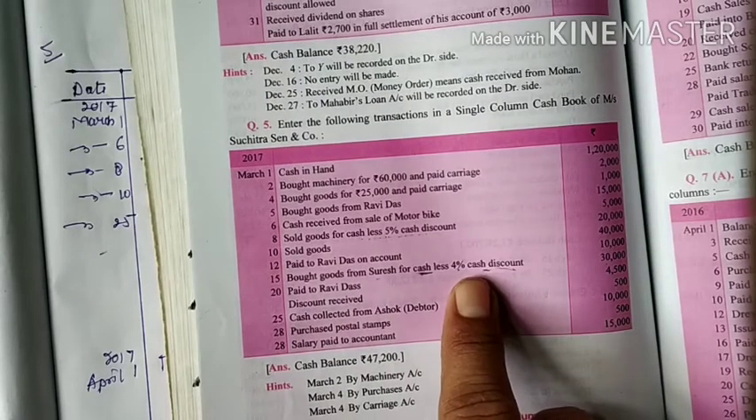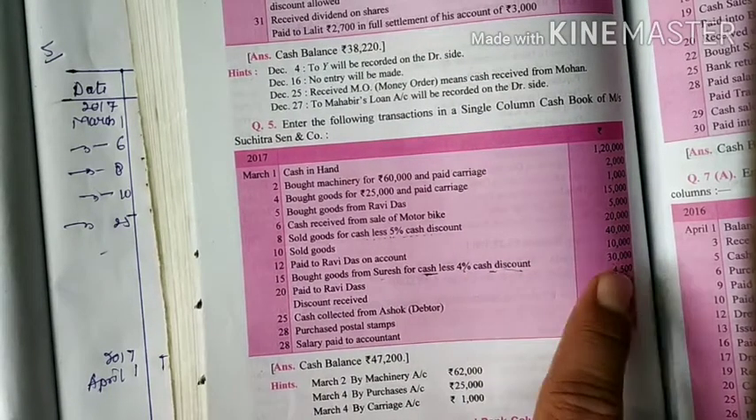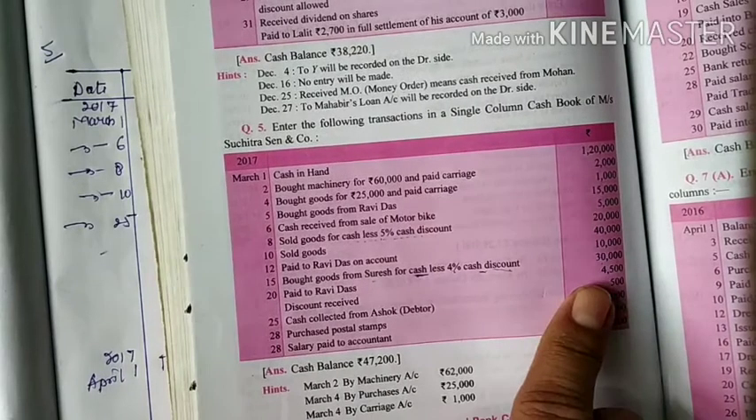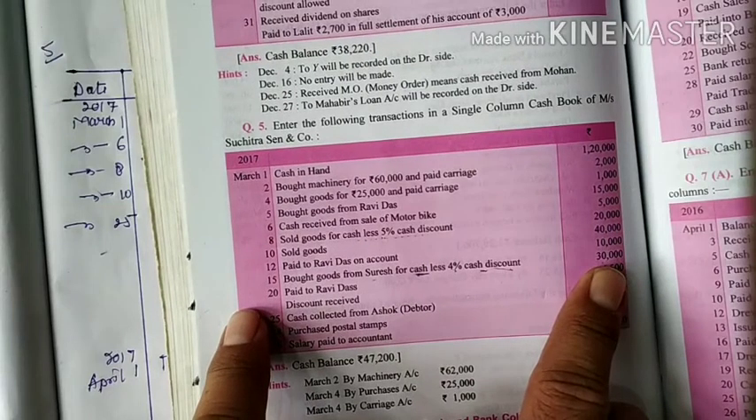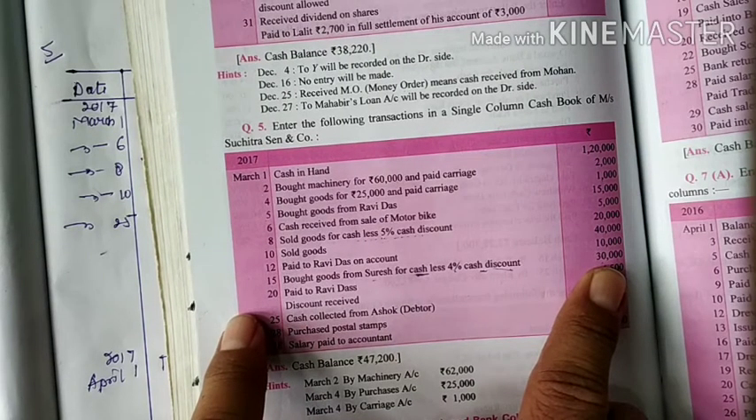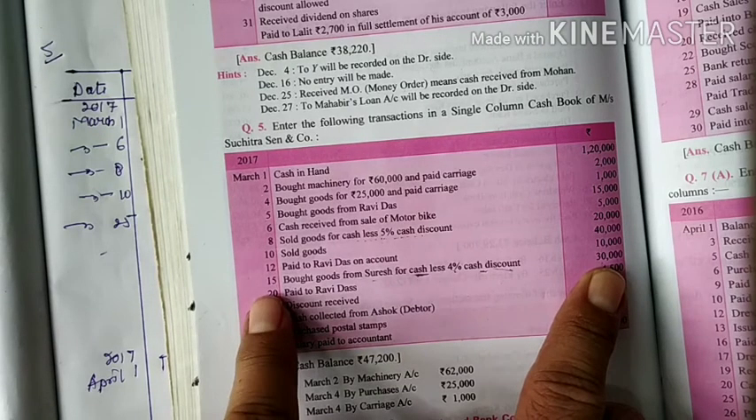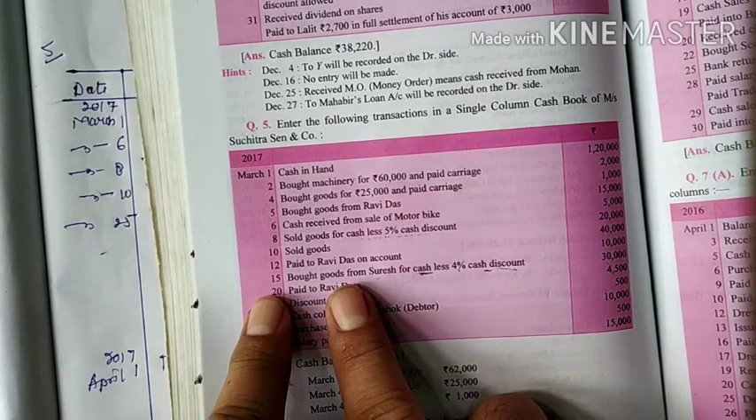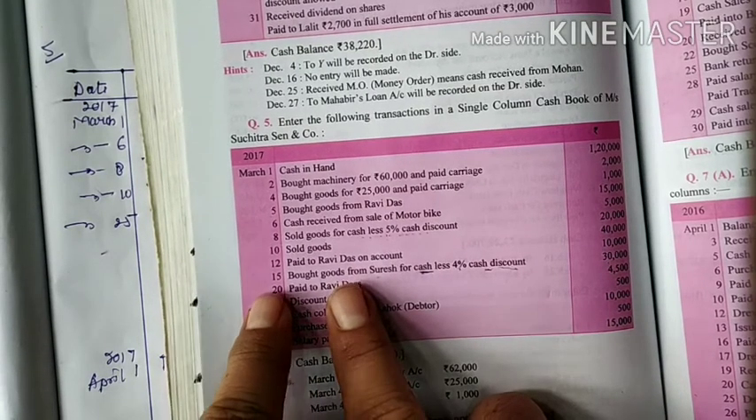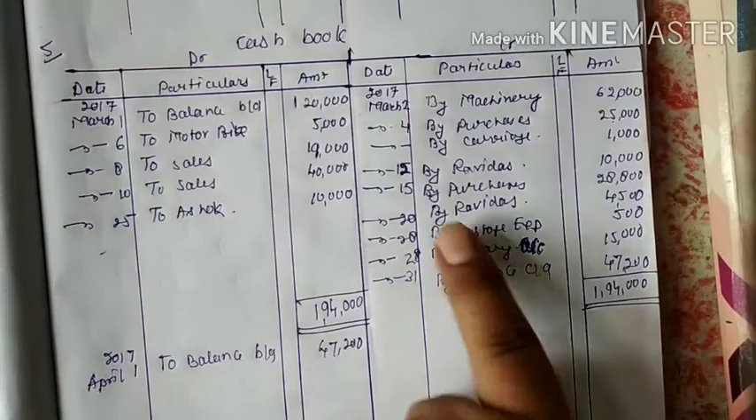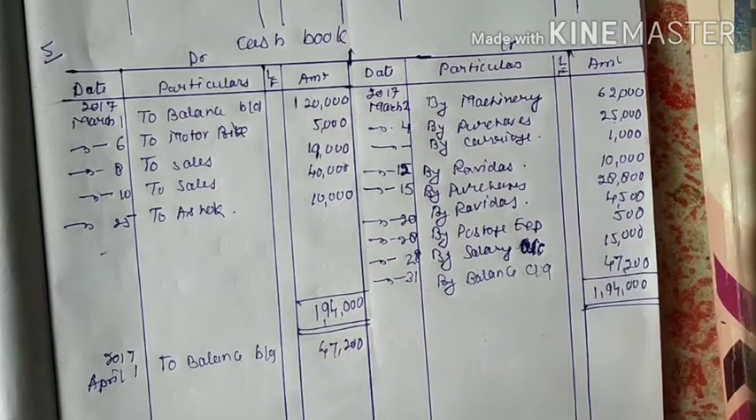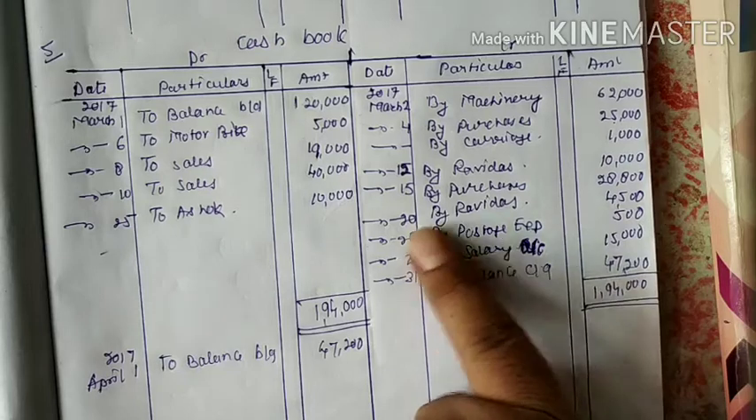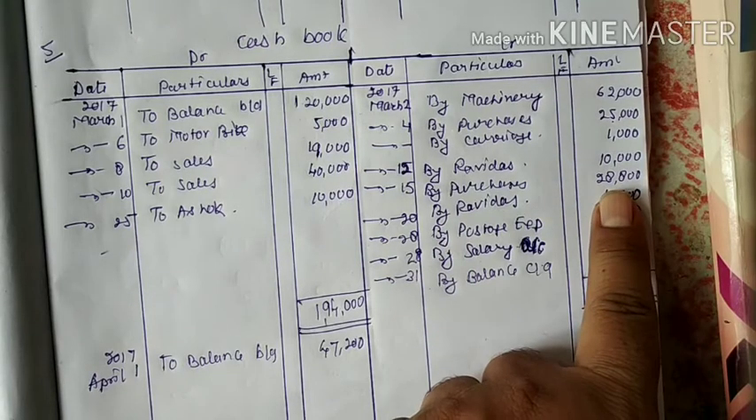30,000 minus 4%. How much is it? 4 threes are 12, so 1,200 is the cash discount. So on the 15th, when we deduct this 1,200 out of that 30,000, it comes to 28,800. Okay. So on the 15th, we will show that bought goods on the credit side, by purchases 28,800. Here on the credit side we have shown it. This much cash has gone out.